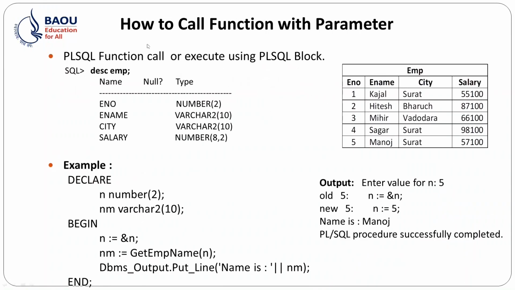Now when we execute this PLSQL block, it will ask to enter the value for n. This &n asks me to enter the value for n. When we pass 5, the number 5 is stored in the n variable, and the n variable's value is passed to the function. The function then returns the value matched with the table. This number 5 has the name Manoj, so the employee name is returned. So the name is Manoj because it is stored in the nm variable. The name is Manoj.